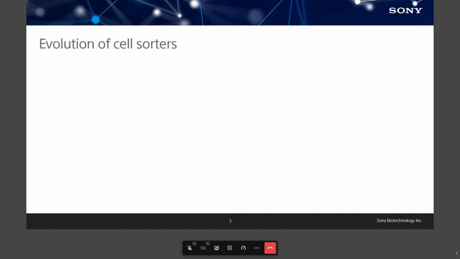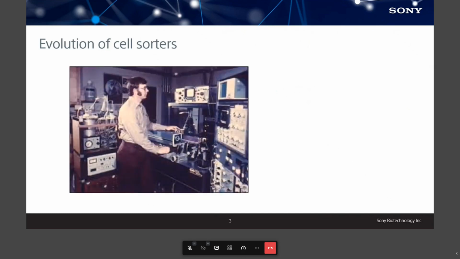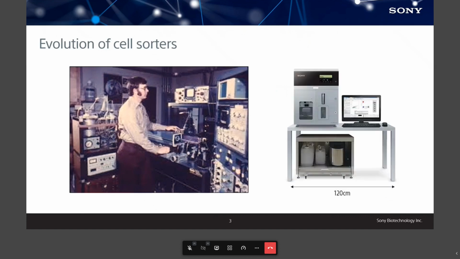So let's talk a little bit about the evolution of cell sorters. Flow cytometers and cell sorters used to be these behemoths that filled a room and required a very specialized operator with a lot of experience and expertise to run them. And you'd be able to detect maybe one, maybe two colors. Over the years, cytometers and cell sorters have become significantly smaller, much more capable, and significantly easier to use.